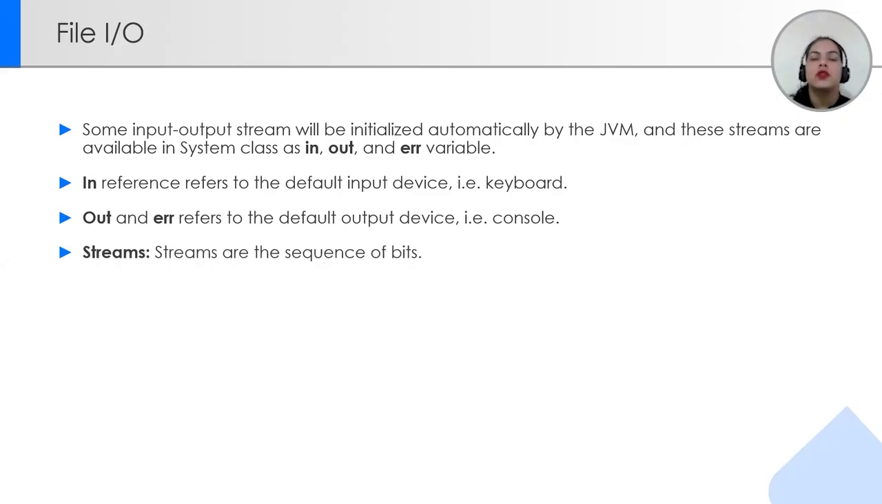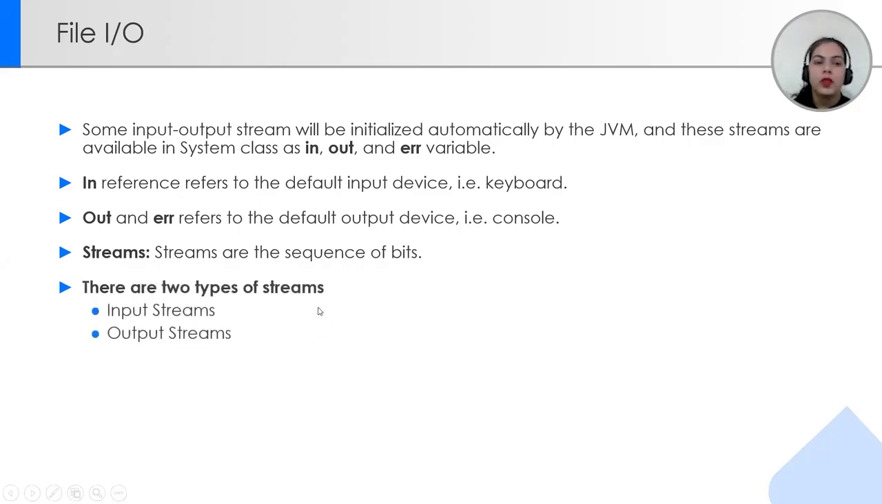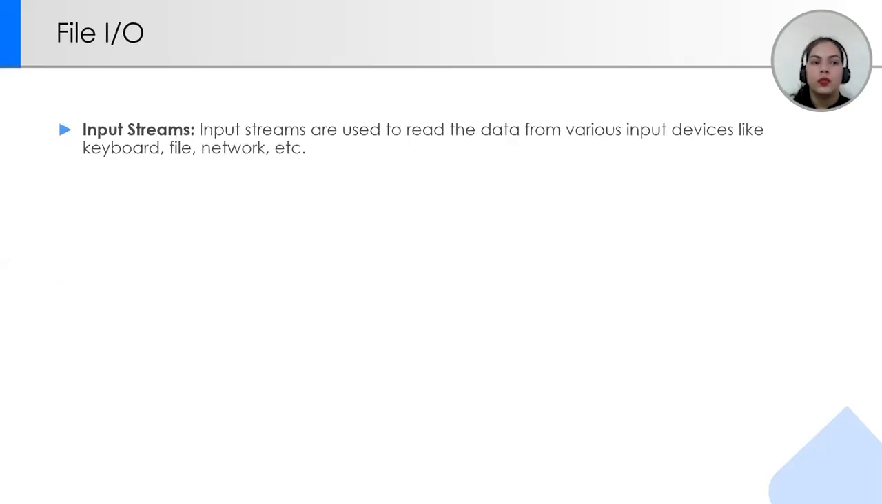Streams are sequences of bits, like 8-bit, 16-bit, 32-bit, 64-bit, and so on. Basically, there are two types of streams in Java. First is the input stream and second is the output stream. Input streams are used to read data from various input devices like keyboard, file, network, and so on.